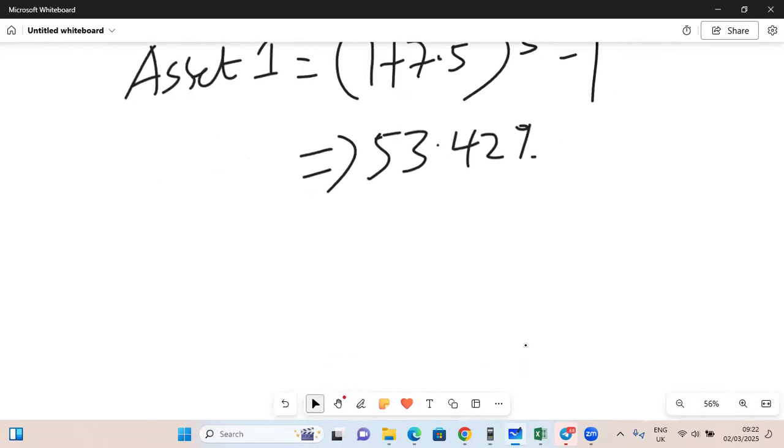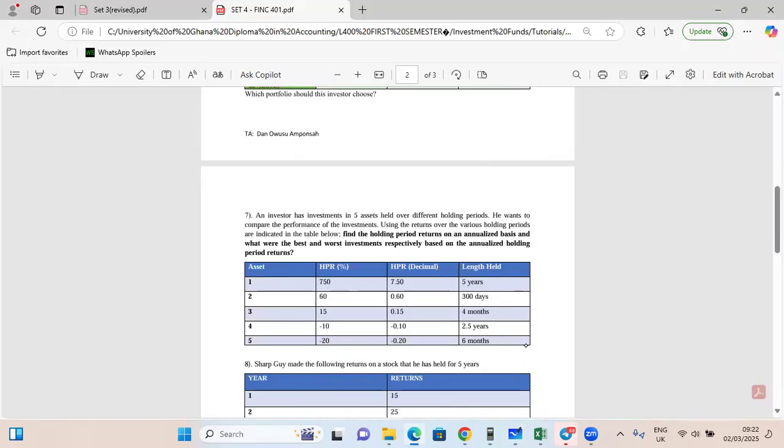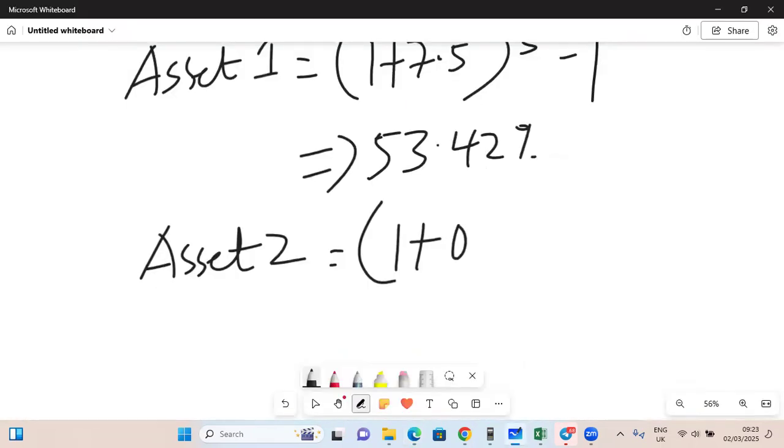Now asset 2. One plus 0.6 all over 1 over 300 over 365, because we have 365 days. That's what we normally use in a year. So you can do it this way.